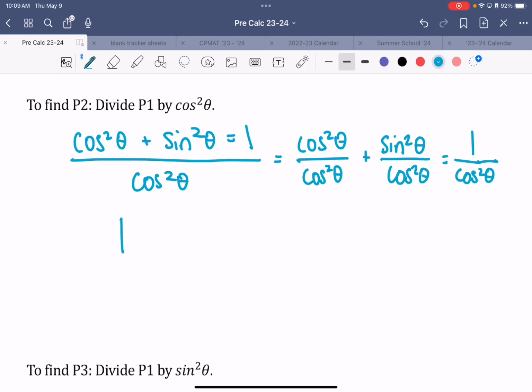If I look at the next one, I have sine divided by cosine. According to my green sheet, that is the same as Q1. Q1 tells us that sine over cosine is equivalent to tangent. And because those are squared, my tangent would be squared.